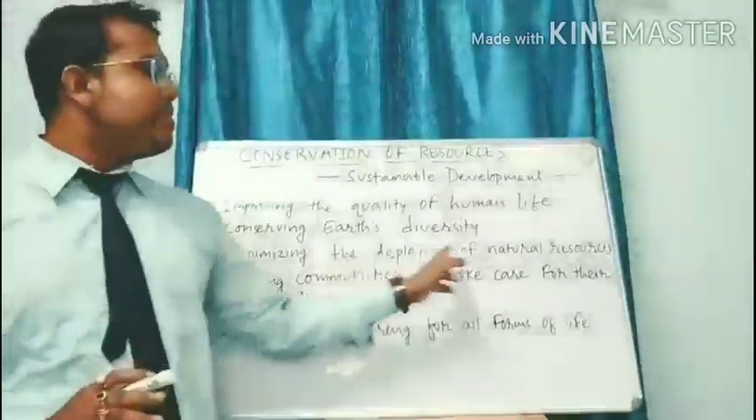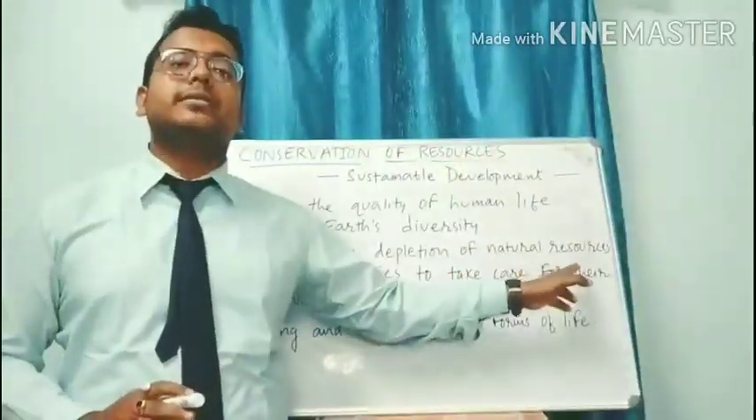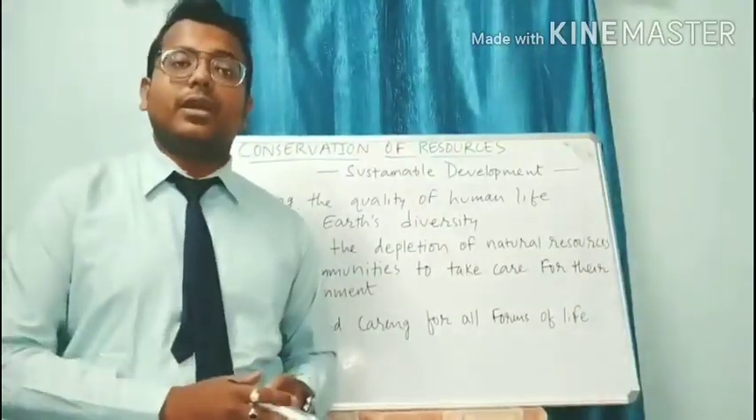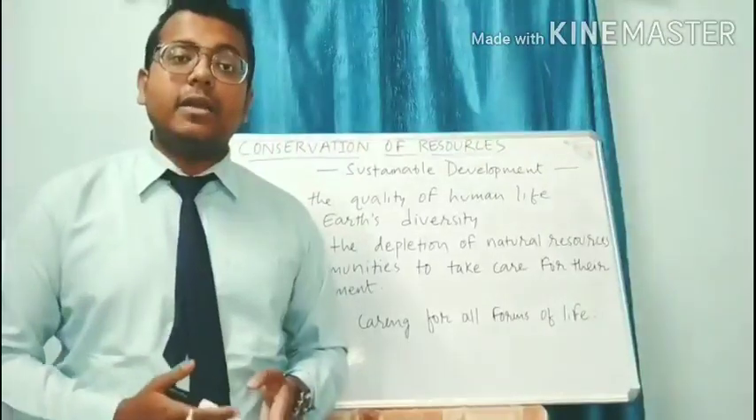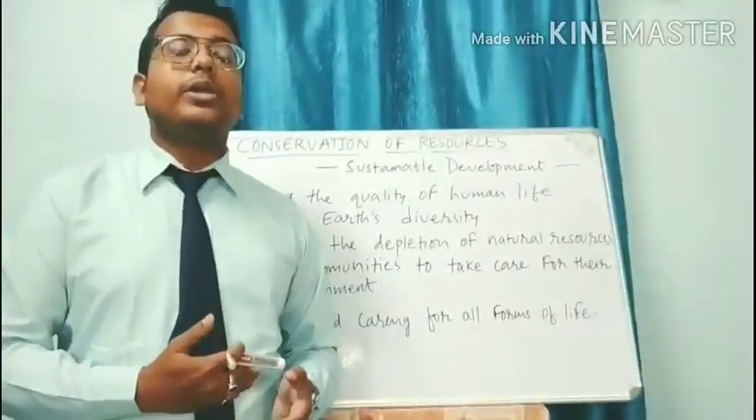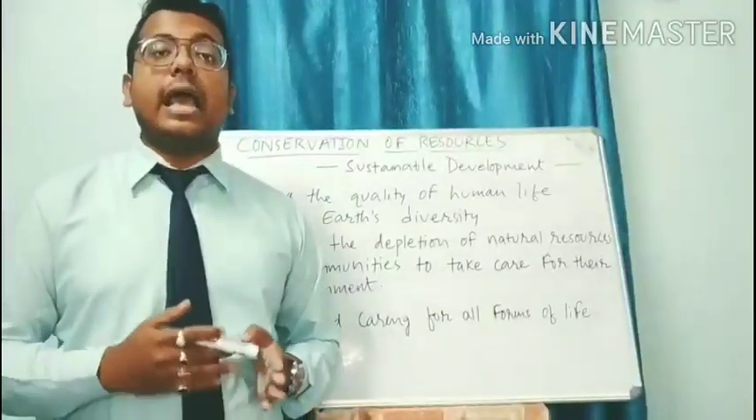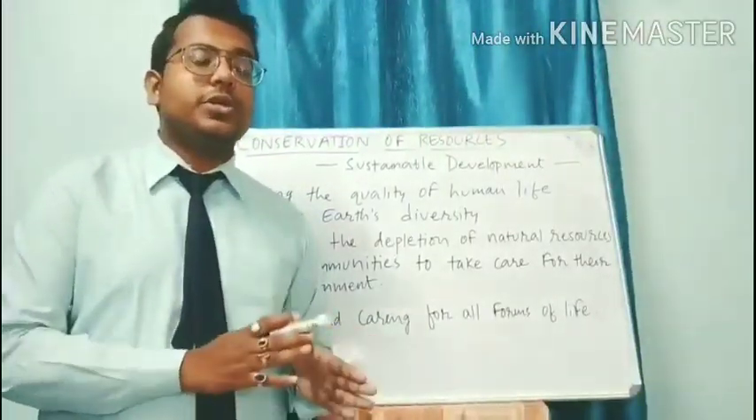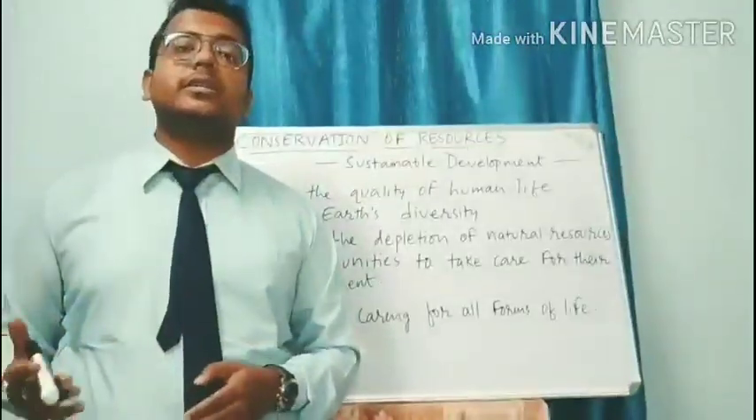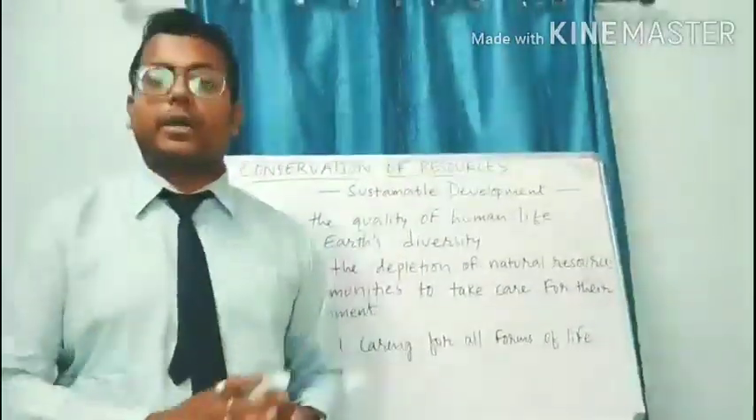Third is minimizing the depletion of natural resources. Renewable resources can be used again and again, but the natural resources that are non-renewable we need to check and use judiciously, in a lesser amount, so that our future generation can also use them properly.